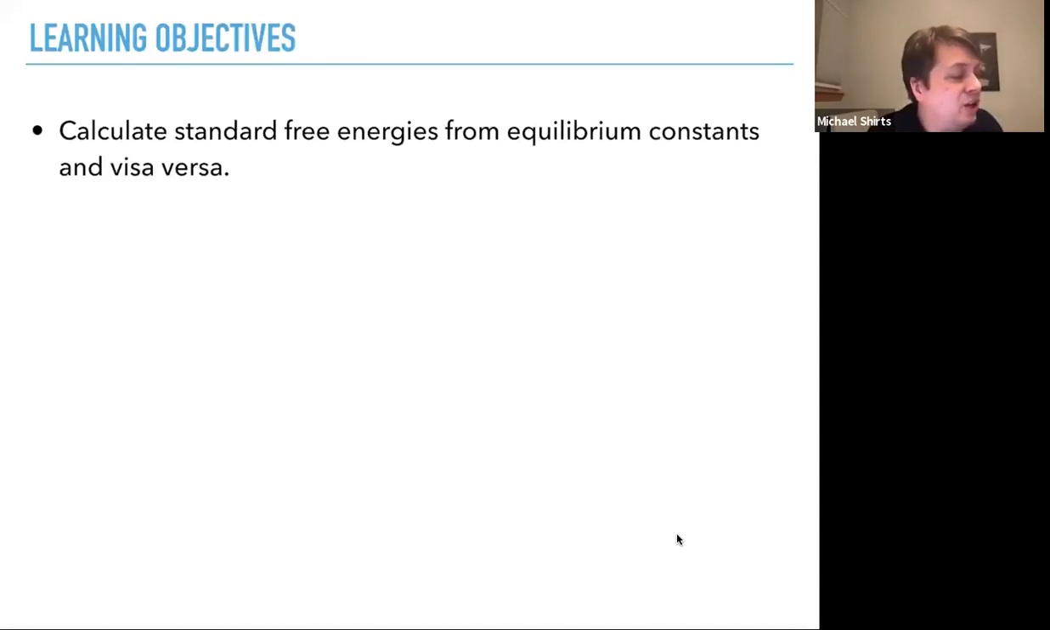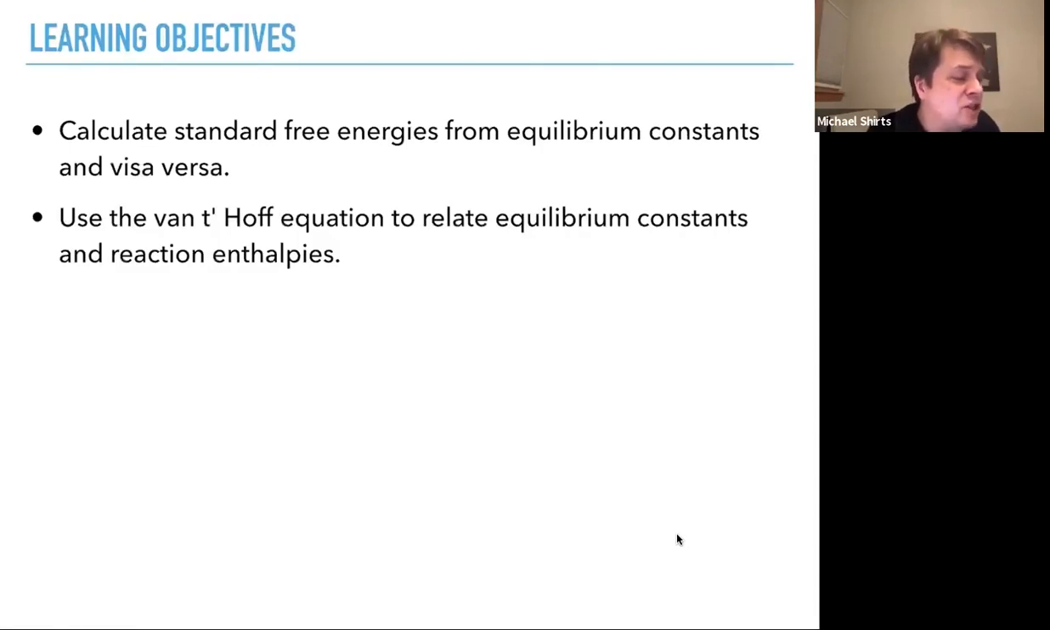So in this segment, we're going to continue our discussion of the relationship between free energies and equilibrium constants. So let's switch over to the lecture objectives here. We're going to be looking at how to calculate standard free energies from equilibrium constants and vice versa, and using the Van 't Hoff equation to relate equilibrium constants and reaction enthalpies. We can actually figure out not just reaction free energies, but reaction enthalpies as well.